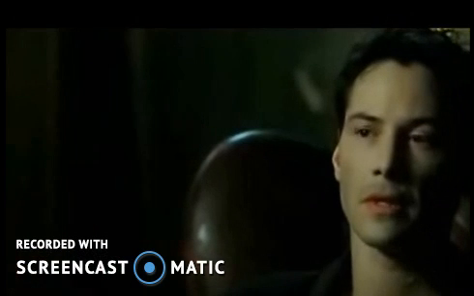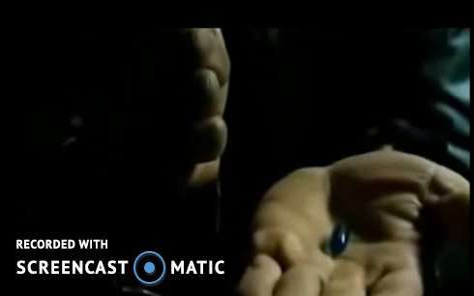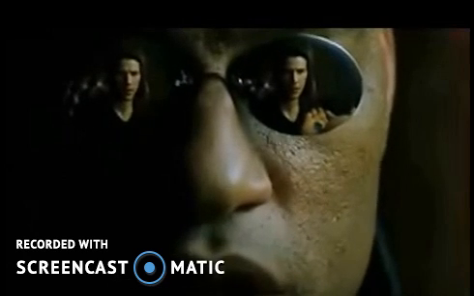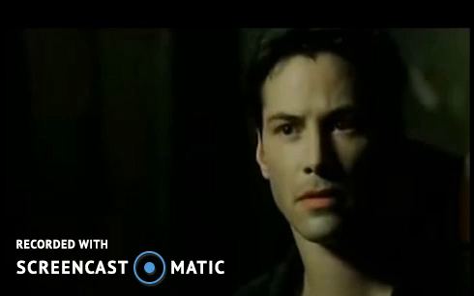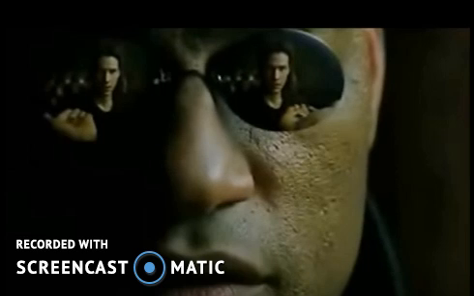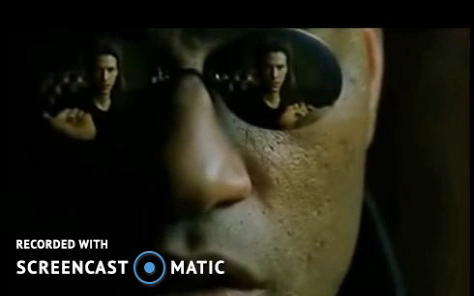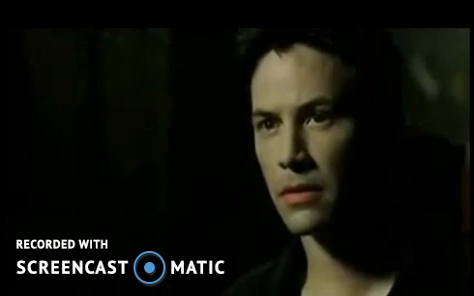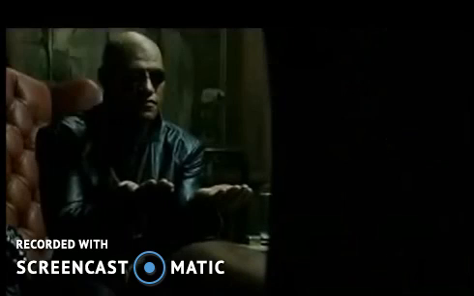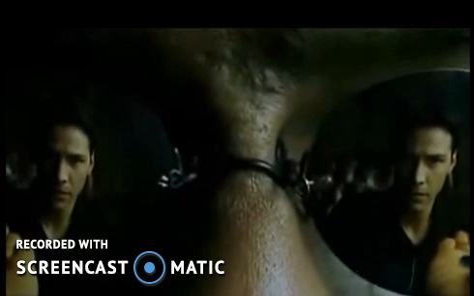After this, there is no turning back. If you take the blue pill, the story ends. You wake up in your bed and believe whatever you want to believe. You take the red pill, you stay in Wonderland, and I show you how deep the rabbit hole goes. Remember, all I'm offering is the truth, nothing more.